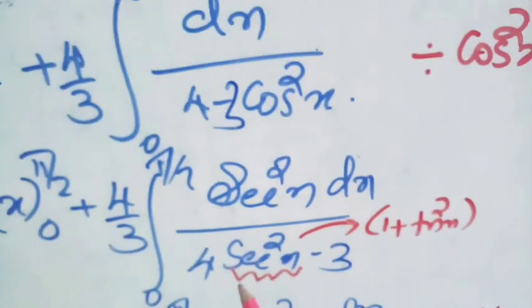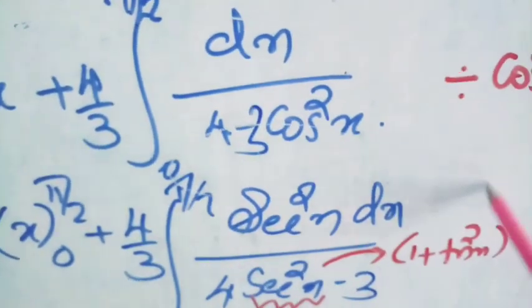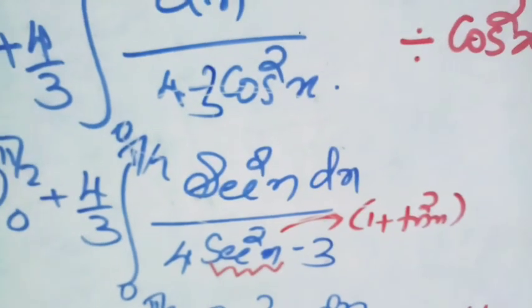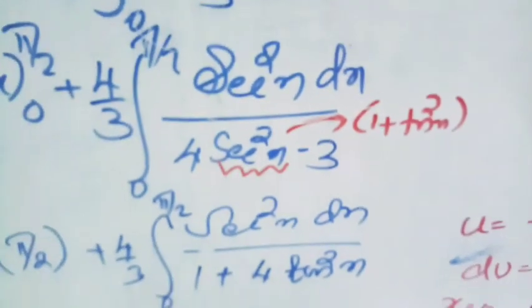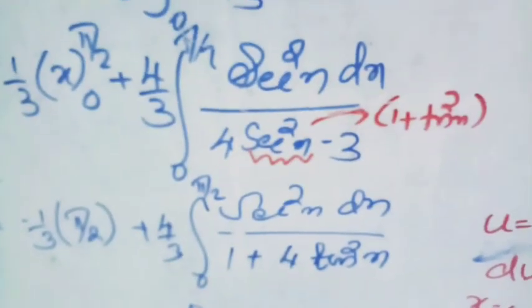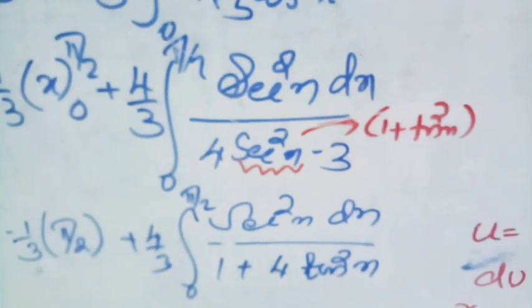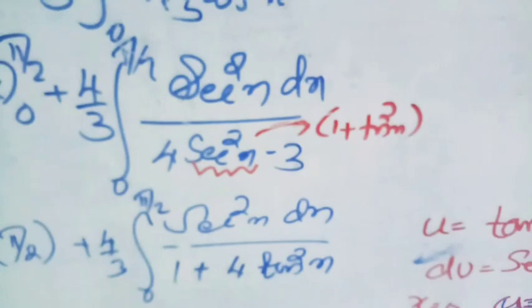Again you change the denominator sec square x as 1 plus tan square x because we need the numerator for the derivative part. Now 4 into 1 plus tan square x is 4 plus 4 tan square x minus 3. So the second part becomes 4 by 3 into integral 0 to pi by 2 sec square x by 1, 4 minus 3 is 1, plus 4 tan square x.